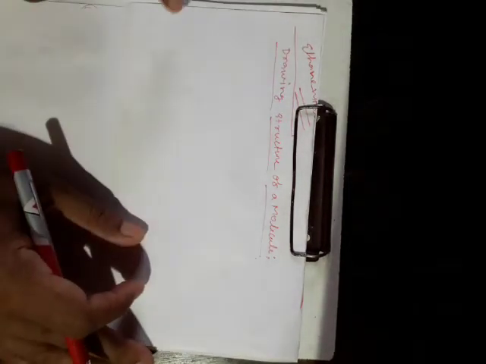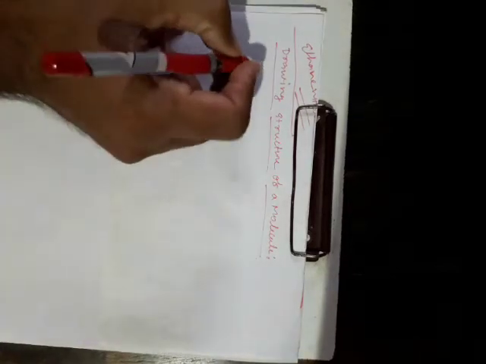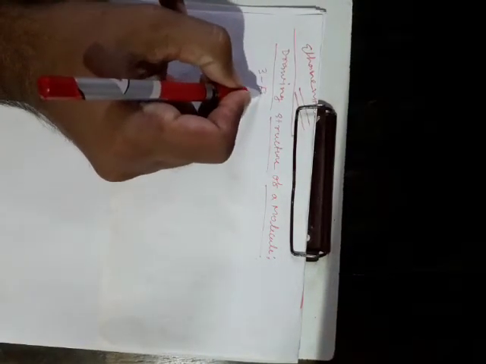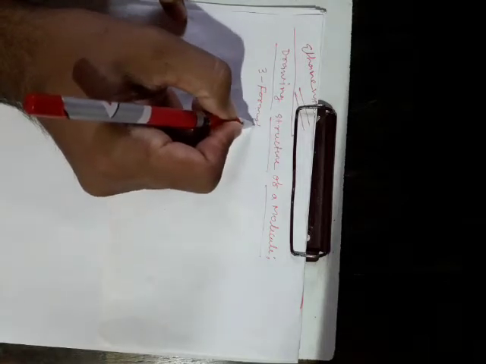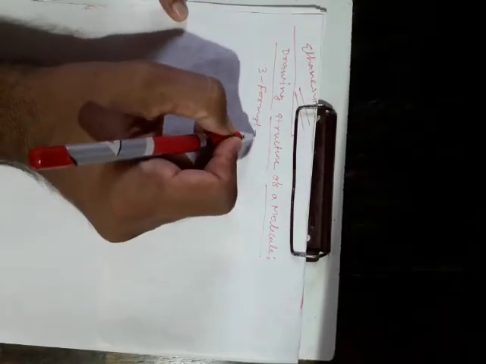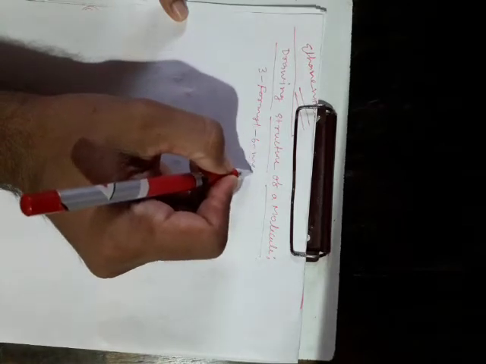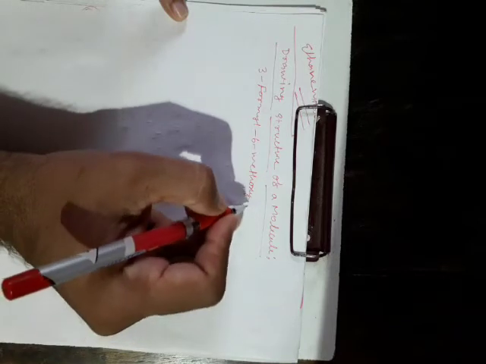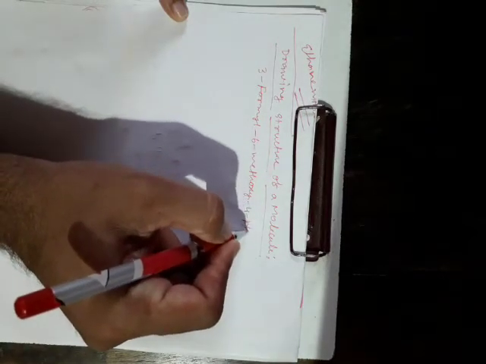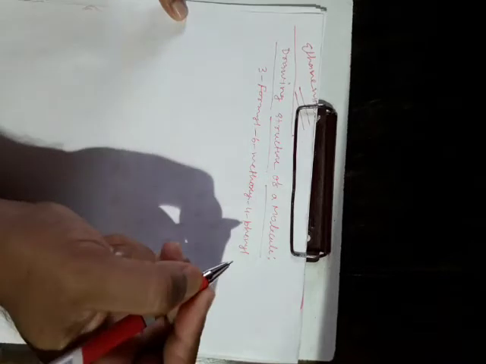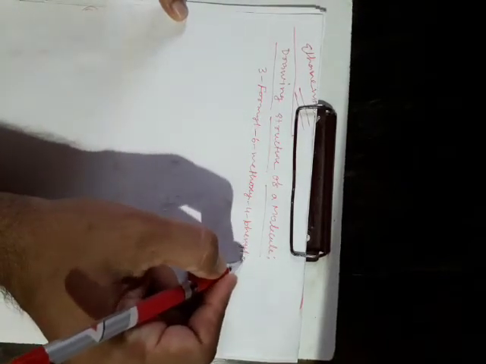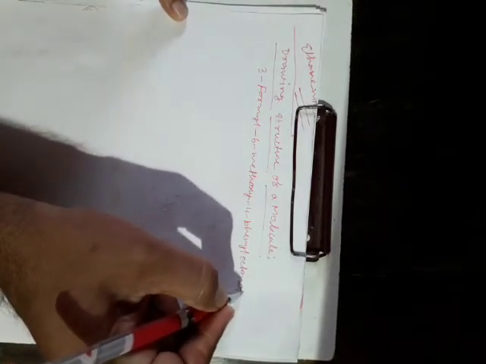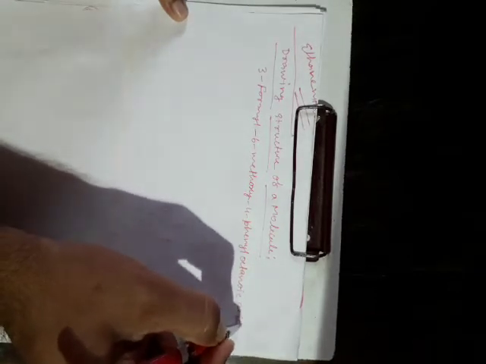Suppose we want to draw the molecule 3-formyl 6-methoxy 4-phenyl octanoic acid. It is the IUPAC name of a particular molecule.